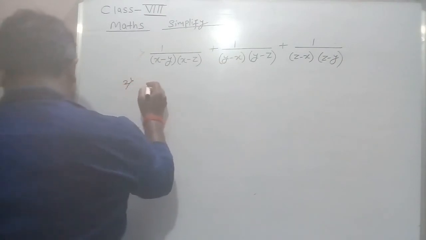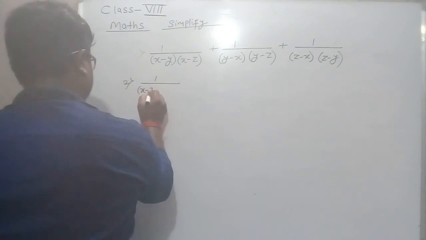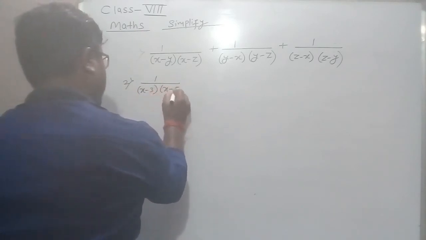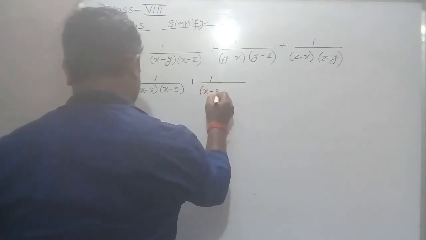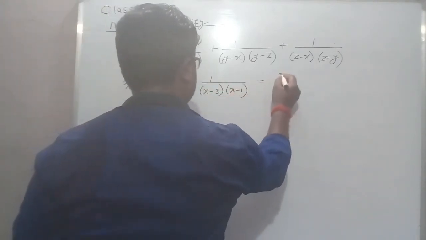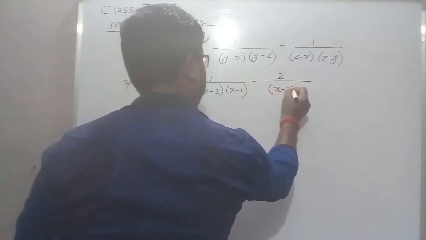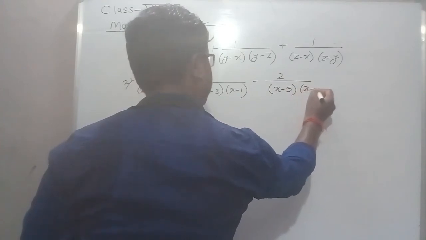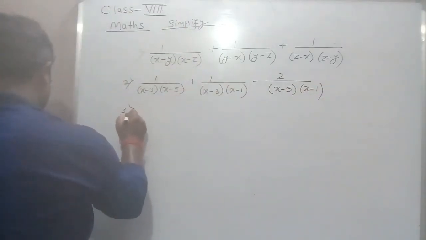Second question is here: 1 upon x minus 3, x minus 5, plus 1 upon x minus 3, x minus 1, minus 2 upon x minus 5, x minus 1. Here you need not arrange it, just find the LCM and do it.